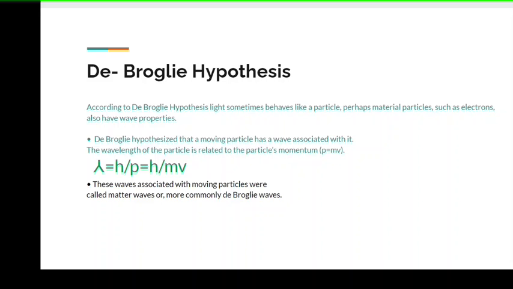So we can write P is equal to m into v, which we have seen earlier. Now we are going to substitute this P is equal to mv in the equation of wavelength. So lambda is equal to h by p, where h is Planck's constant and p is the momentum. By substituting the value of momentum, we can write the equation for wavelength as lambda is equal to h upon m into v. These waves associated with moving particles are called matter waves, or more commonly de Broglie waves.